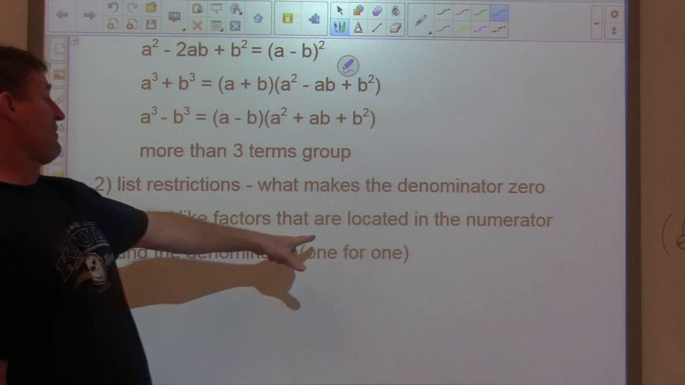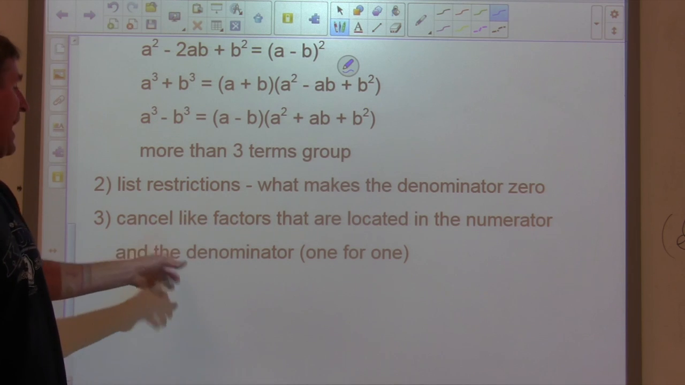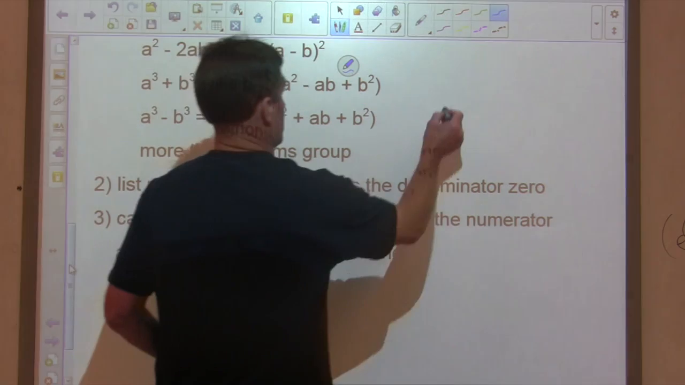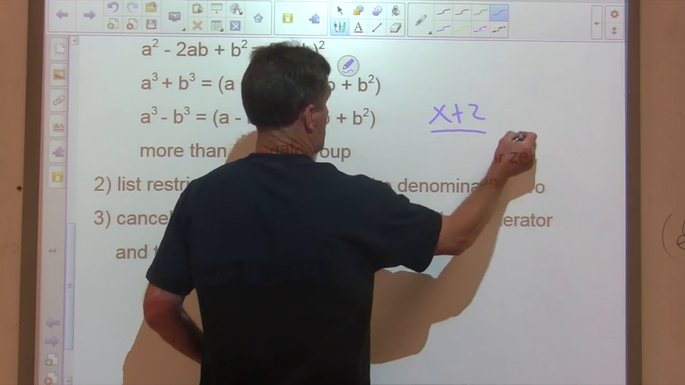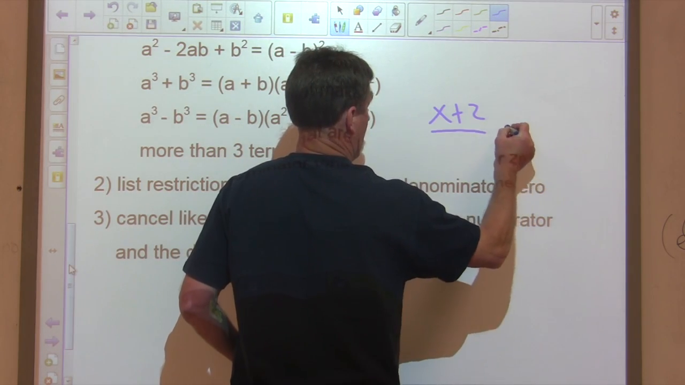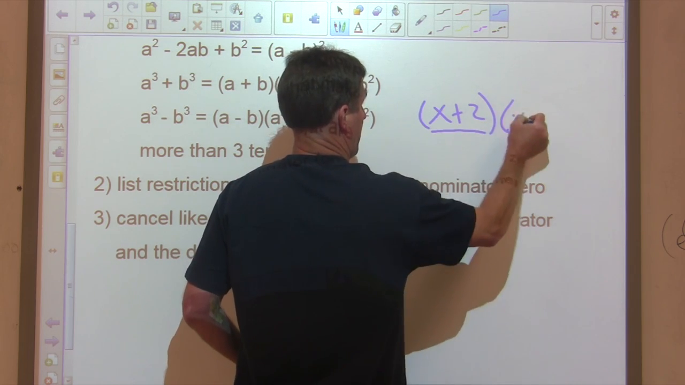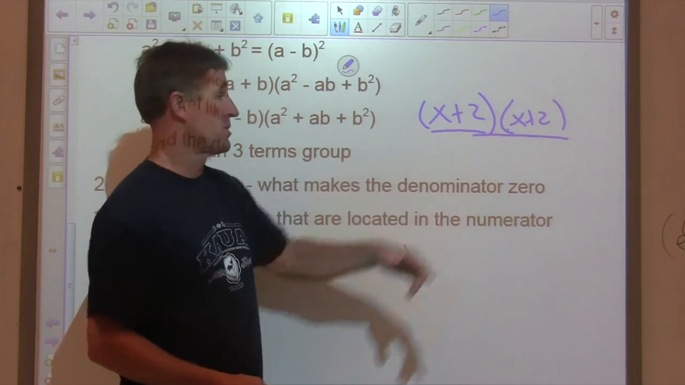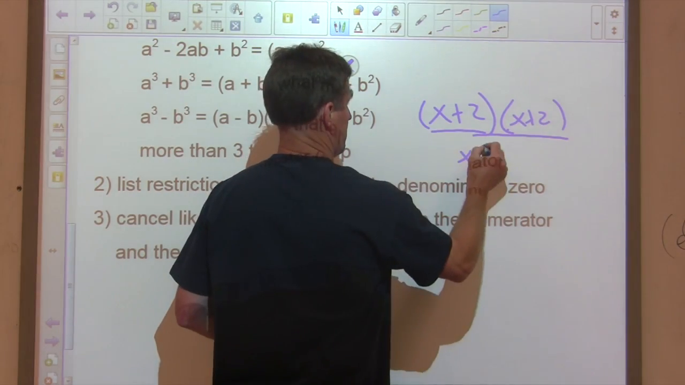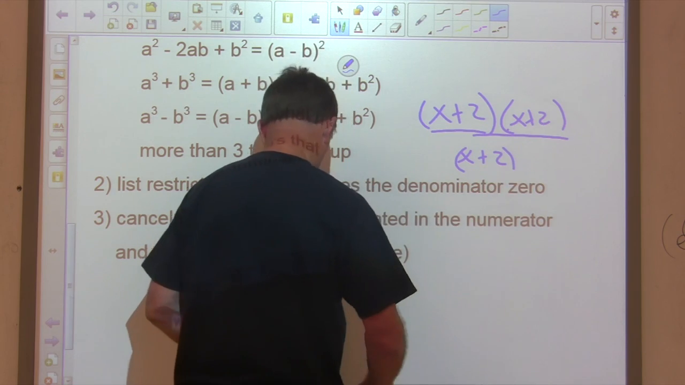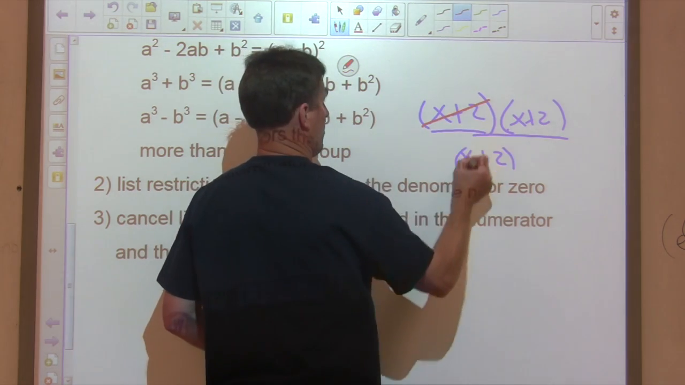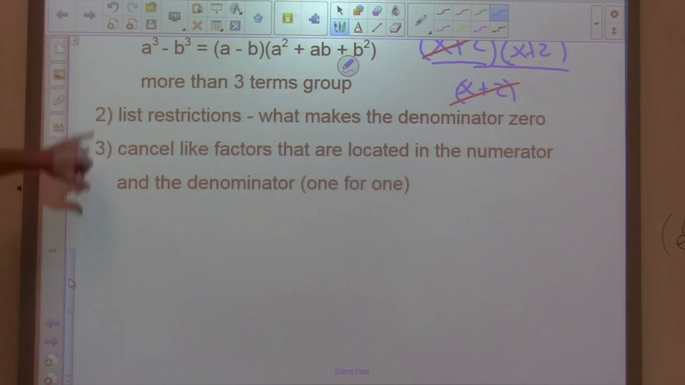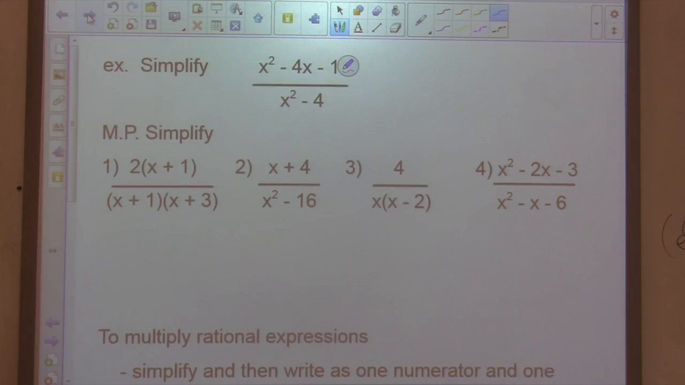And then you cancel the like factors that are located in the numerator and the denominator 1 for 1. So if you have x plus 2 and another x plus 2, and they're both in the numerator, you can't cancel those. You can only cancel if it's in the numerator and the denominator, and you can only cancel 1 for 1. All right, so now let's look at some examples.